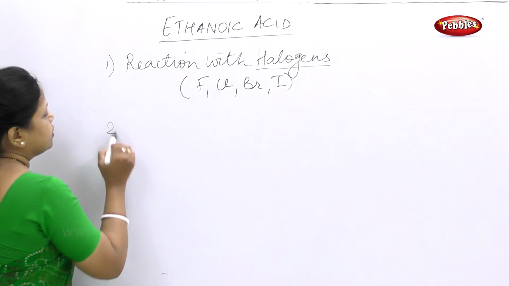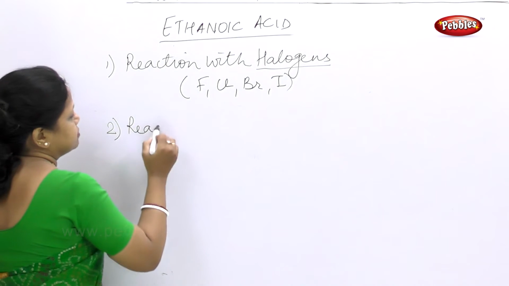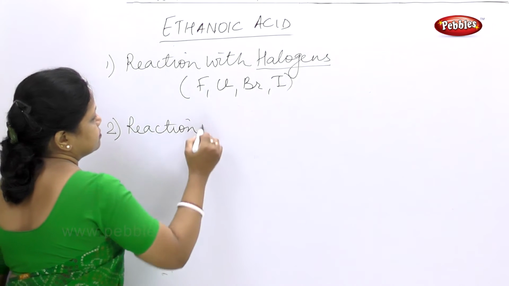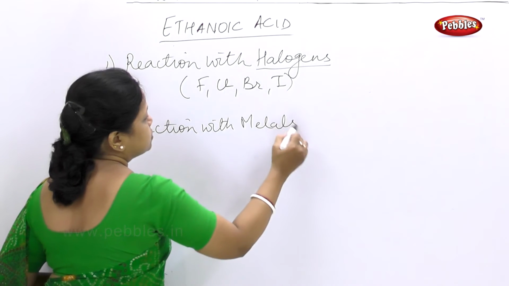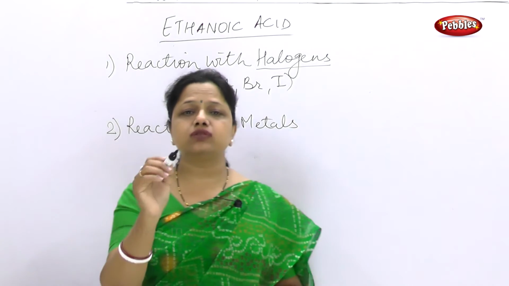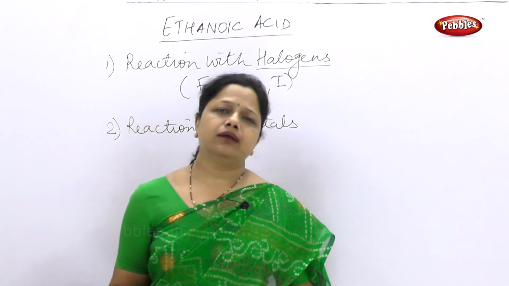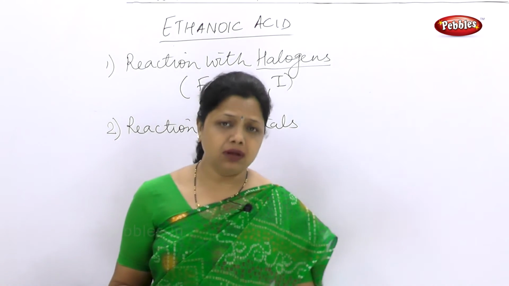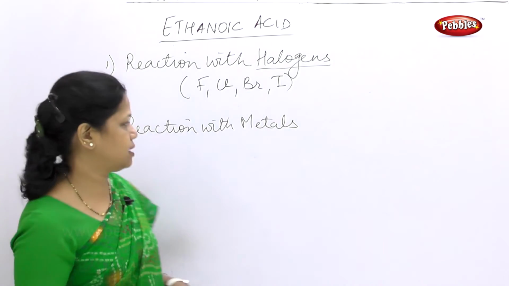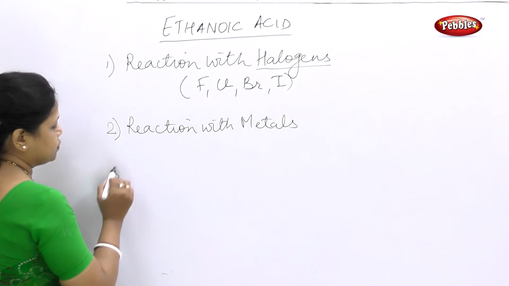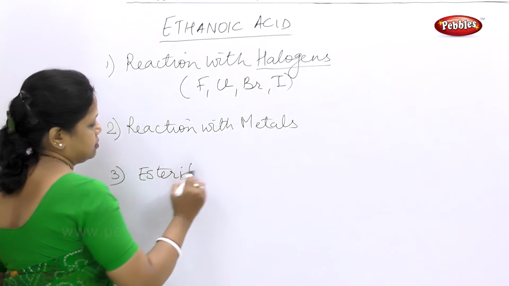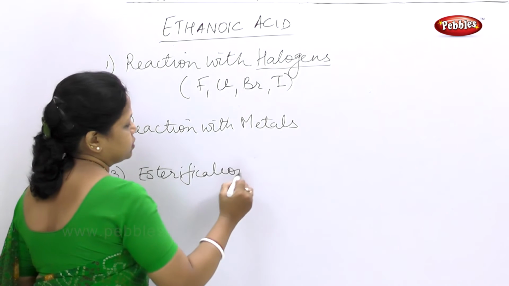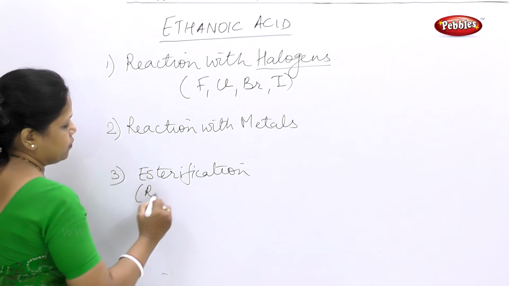The second reaction we are going to see is reaction with metals. Here we are going to see the reaction with sodium. We will compare the sodium reaction with alcohol and the sodium reaction with acetic acid. And the third reaction we are going to see is esterification. Esterification means reaction with alcohol.